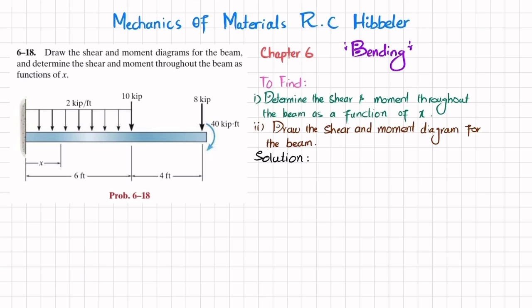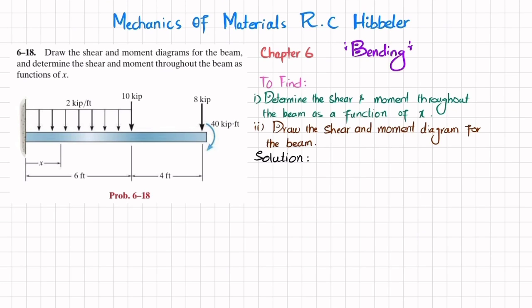So you can see this is a cantilever beam that is acted upon by a uniformly distributed load over a length of 6 feet, and at 6 feet we have a point load of 10 kips, and at the free end we have a point load of 8 kips and an external moment of 40 kips into feet. So you have to determine the shear and moment diagram of the beam and the shear and moment throughout the beam as a function of x. So let's start with the solution.